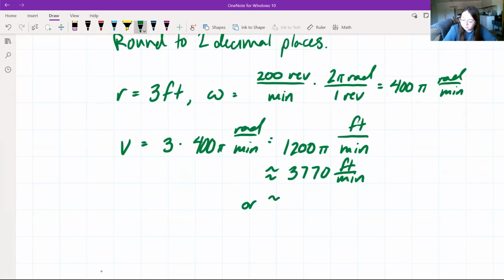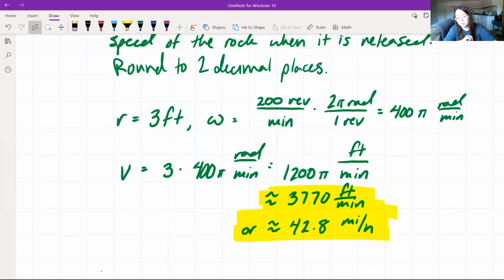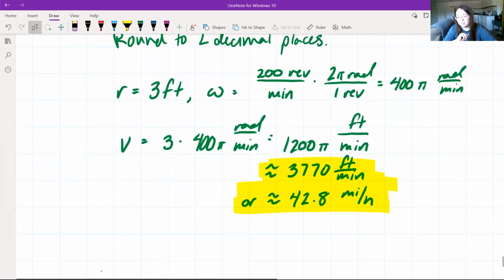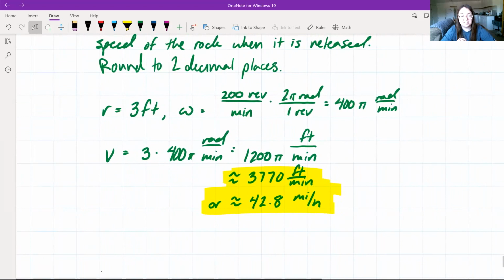Or converting this into miles per hour, this would turn into about 42.8 miles per hour. So any one of these would be correct. But remember, since it asked you to round to 2 decimal places, you want to have these values instead. So rounding to 2 decimal places, these were the final answers there.